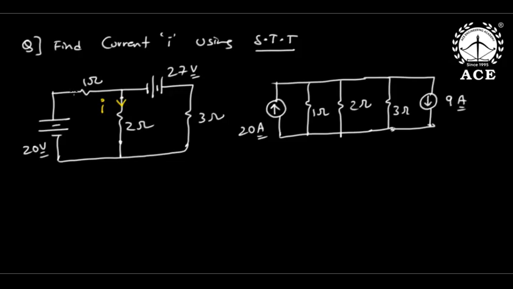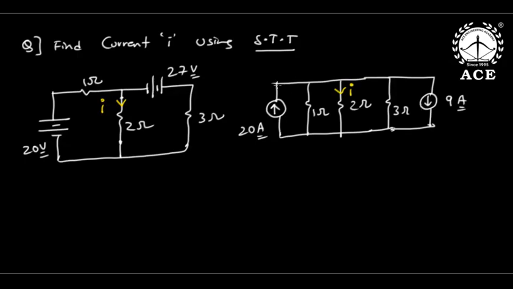So 20 volts in series with 1 ohm becomes 20 amperes in parallel with 1 ohm. 27 volts in series with 3 ohms becomes 9 amperes in parallel with 3 ohms. And this is the current I want.